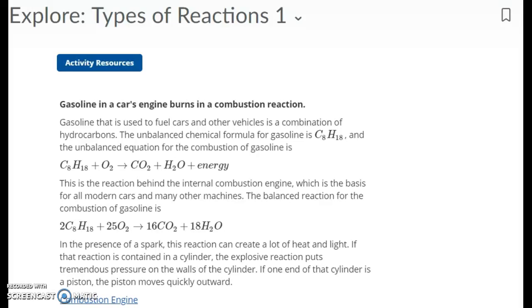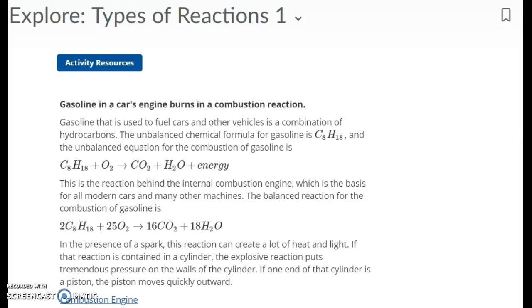The balanced reaction for the combustion of gas is 2C8H18 plus 25 O2 yields 16 carbon dioxide molecules plus 18 water molecules. And notice they didn't put energy over here. You don't balance the energy with coefficients. That part you don't do, but it still should be here, plus energy. So again, we balance our chemical equations. Why? To show the law of conservation of mass, that we have the same amount of each element on each side before and after the chemical reaction occurred.